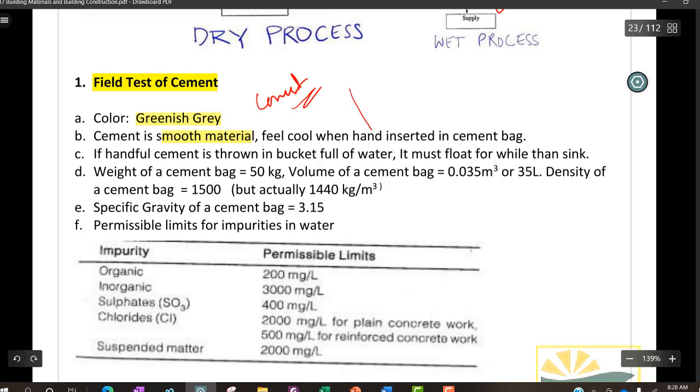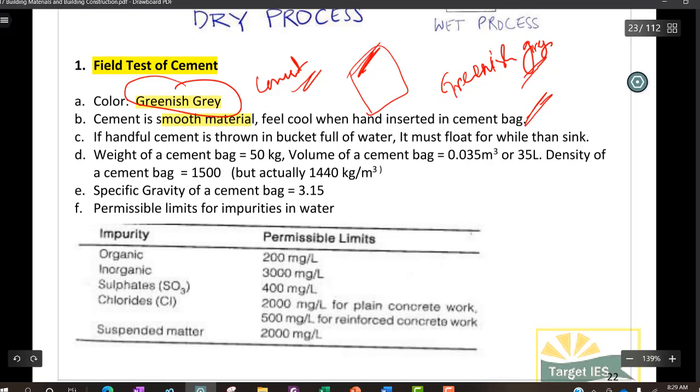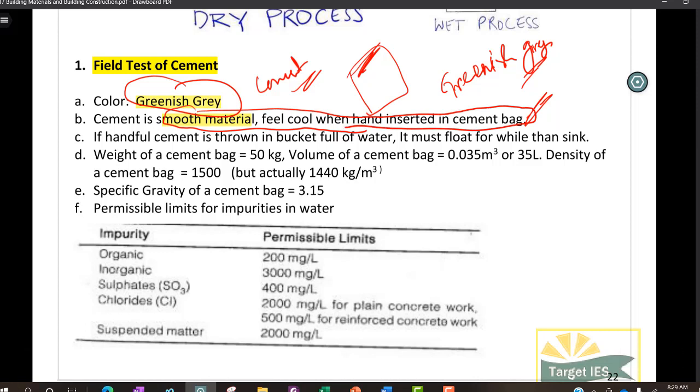See, whatever cement you get in bags, first observe the color. It should be in which color? Greenish gray. What is the color? Don't just say gray, you should say greenish gray. Light gray, with a greenish tint. Even though it is gray, you can see a light green tint. And this is a very important thing. Whenever you are inserting your hand in the cement bag, you should find it smooth, you should feel it as cool, and make sure that the cement is cool, not hot. It should also be smooth in texture.